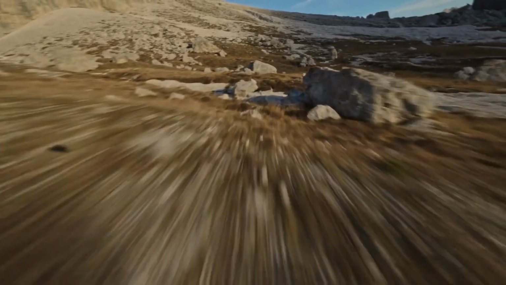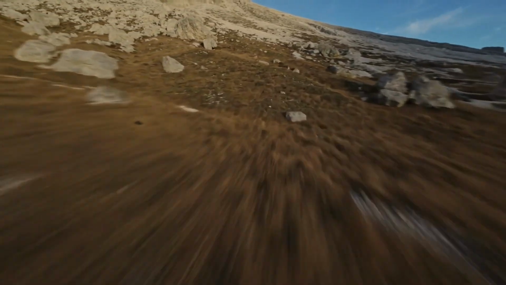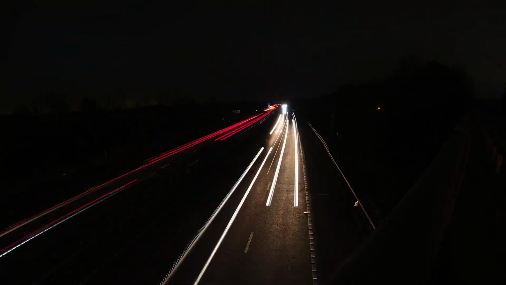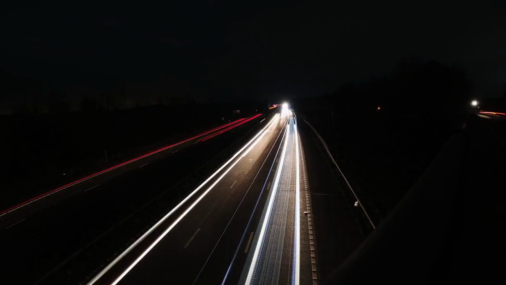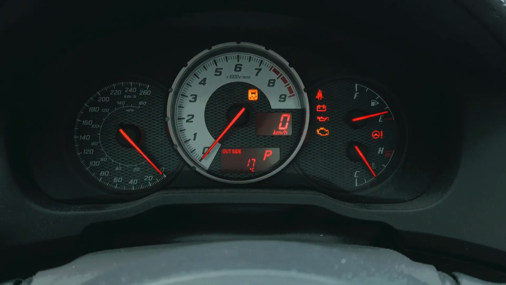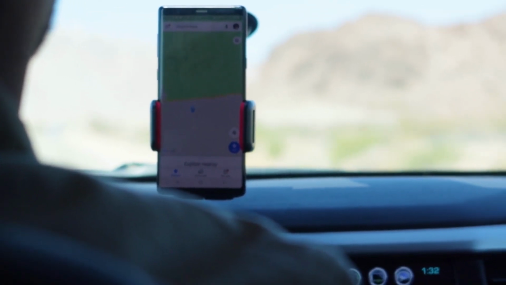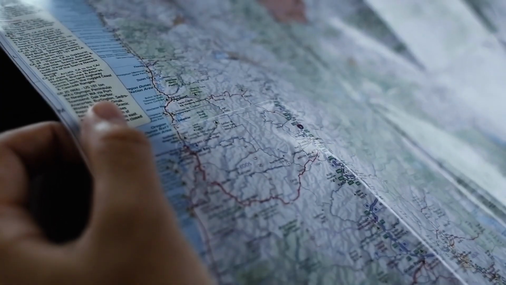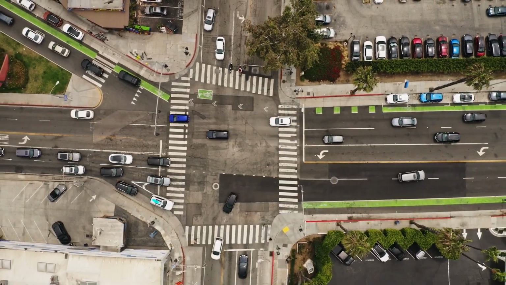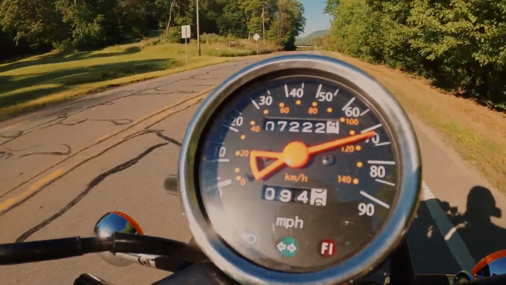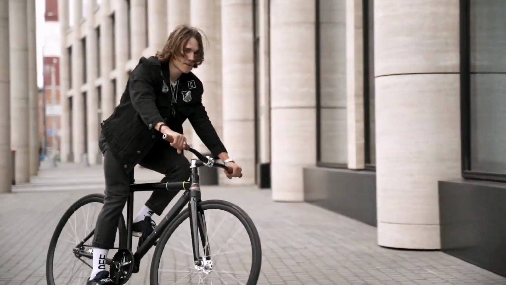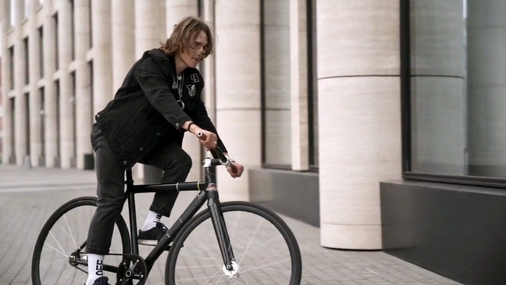Now let's talk about speed and velocity. Speed is a scalar quantity, just like distance. It tells us how fast an object is moving, but it doesn't provide any information about the direction of that motion. For instance, if you're driving a car at 60 miles per hour, that's your speed. It tells you how quickly you're covering distance, but it doesn't indicate whether you're going north, south, east or west. Speed is calculated by dividing the total distance traveled by the time it took to travel that distance. So, if you drove 120 miles in 2 hours, your average speed would be 60 miles per hour.